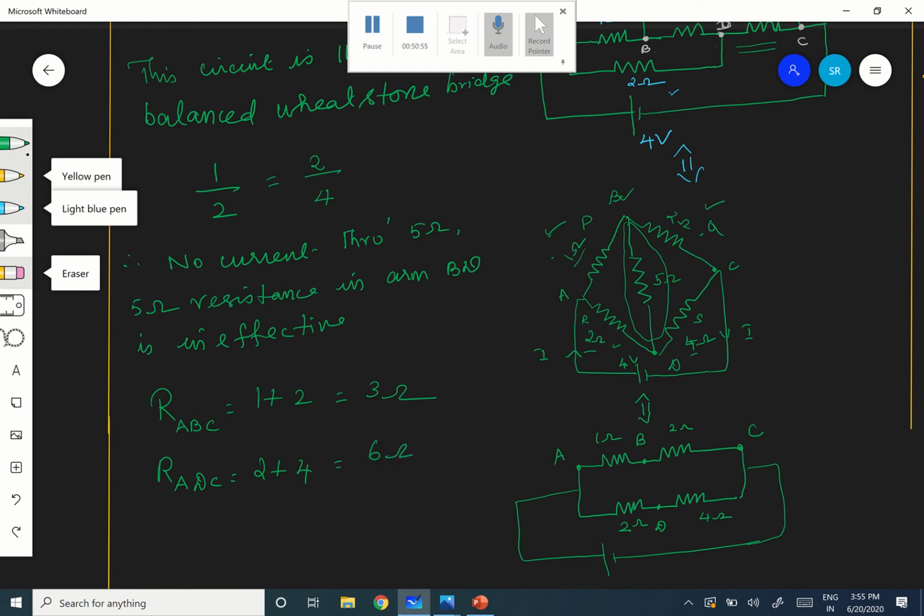Okay. Therefore, what is the equivalent? Because what is required? You have to find out the current. Correct? Therefore, total equivalent resistance you need first. Once you know the total resistance, you have an idea about the total potential difference, 4 volt. Therefore, current can be easily found out. Here it is 3 and here the resistance is 6. 3 and 6 are in parallel now. Therefore, what is your R equivalent? R equivalent is equal to R1 R2 divided by R1 plus R2.